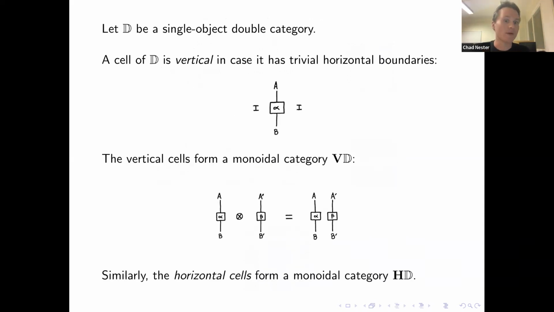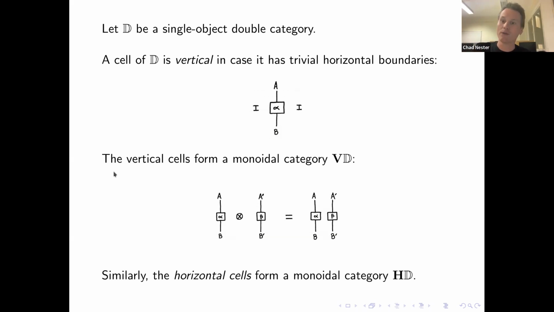A little bit more about single object double categories. In particular, each single object double category induces two monoidal categories. These will also be strict monoidal categories, like our double categories were strict double categories. So we take our double category and we'll say that a cell of it is vertical if its horizontal boundaries are trivial. I think we should call those the vertical boundaries. But it's vertical if the things on the left and right are both the unit of that monoid, which we'll represent by not having a wire there.